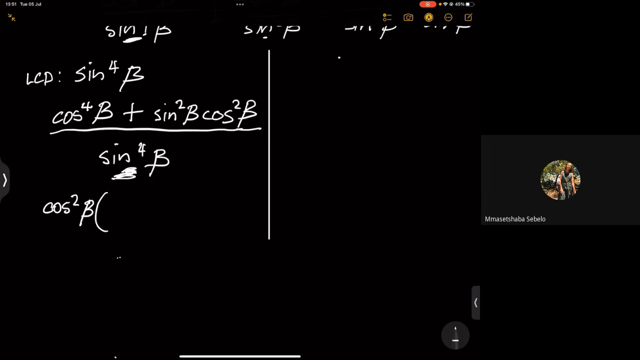So we'll be left with cos squared beta again plus sine squared beta inside the bracket, all over sine to the power of 4 beta.